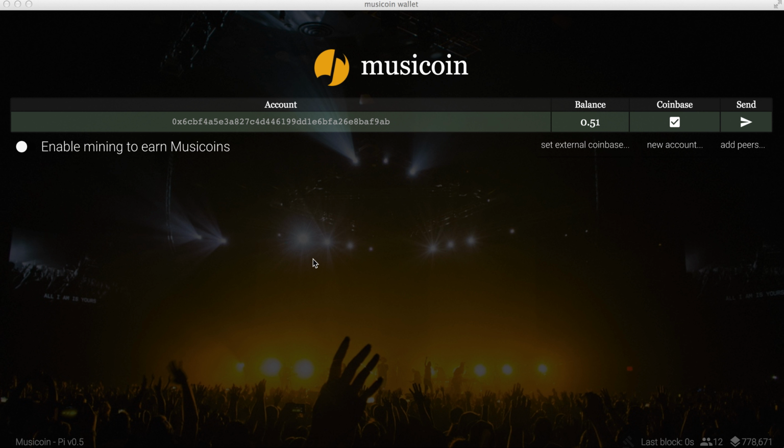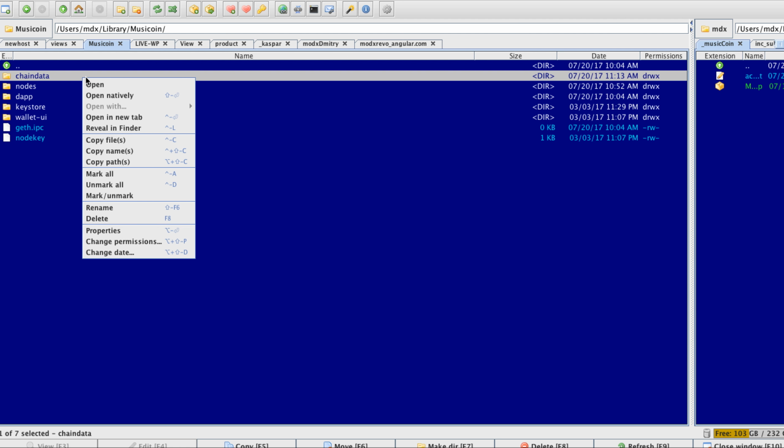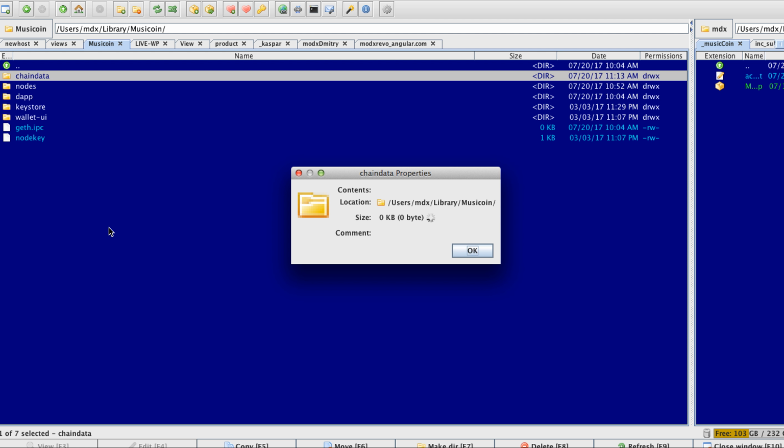And for the last few hours, the blockchain was downloading, and its size is 11 gigabytes. Just in a few hours, so I think the network is quite fast.